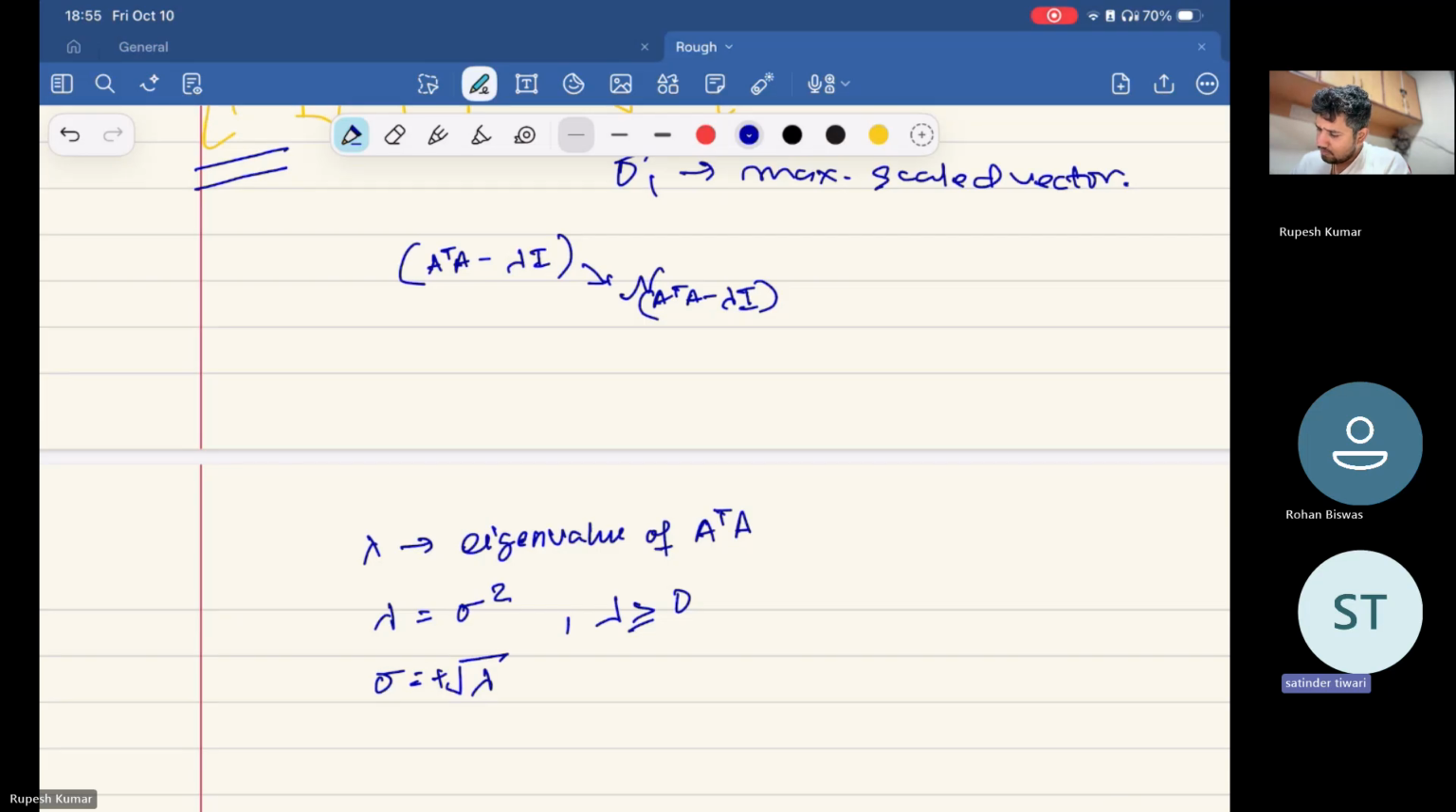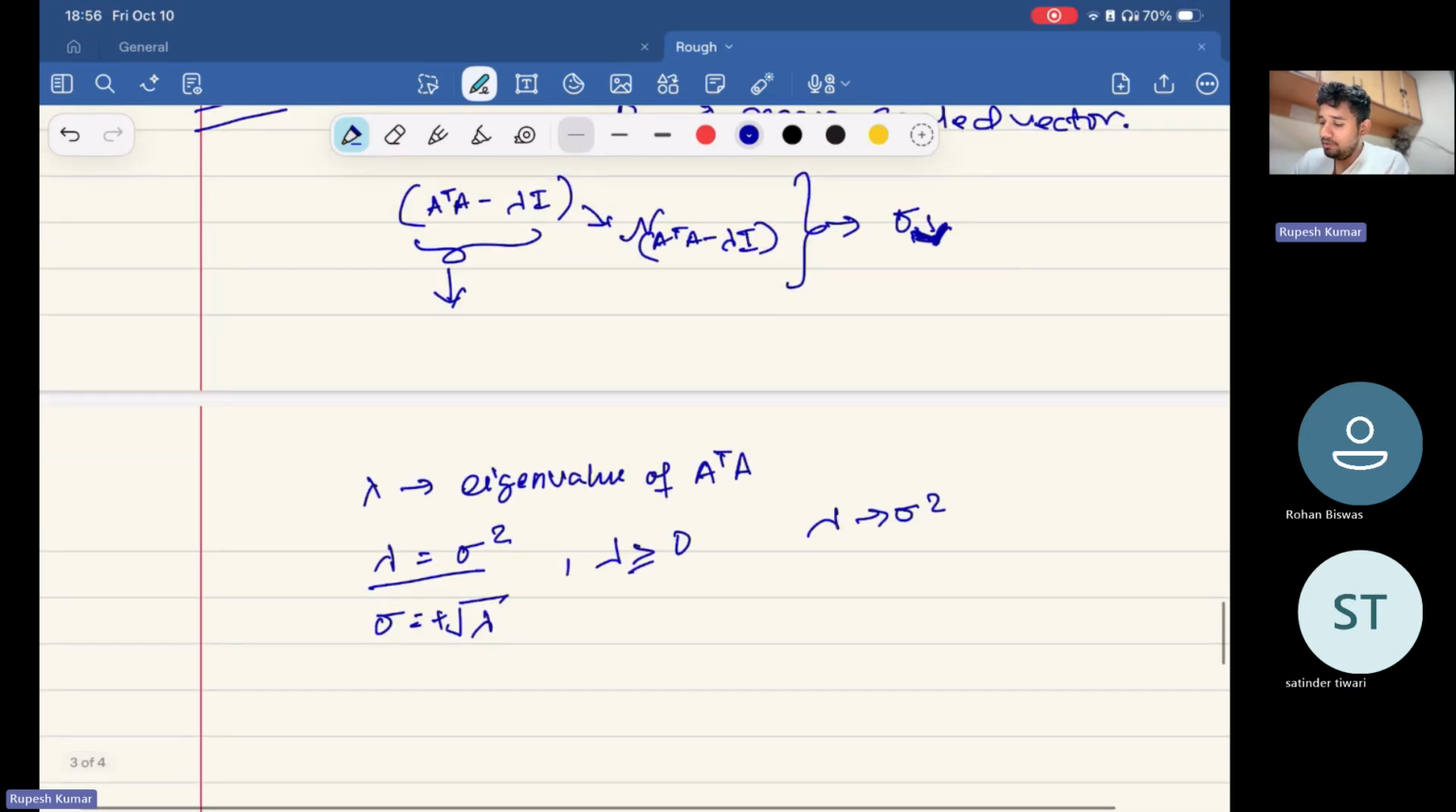You can always write that also. You are simply changing the variable from lambda to sigma squared. And to get sigma values, this will be a way to solve for them, but this is not the exact definition of SVD. Essentially, you try to find the eigenvalues of this matrix A transpose A, and during the process you will find that the eigenvalues are equal to the square of the singular values of that matrix.